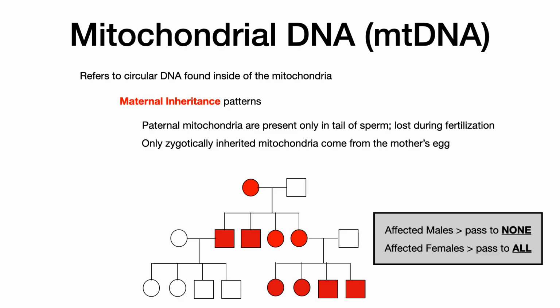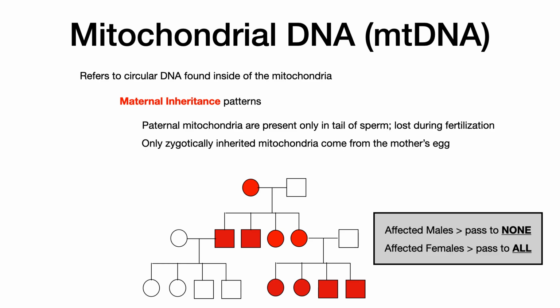So look at this pedigree here. Circles are females and squares are males. Affected circles or affected females give it to everybody, but affected males or affected squares give it to nobody. So if you see this on your exam, your brain needs to shoot off fireworks and say, okay, mitochondrial DNA, so now I'm looking for mitochondrial DNA related diseases.